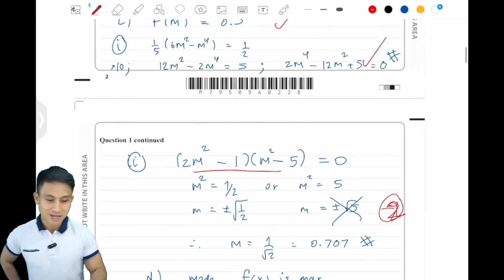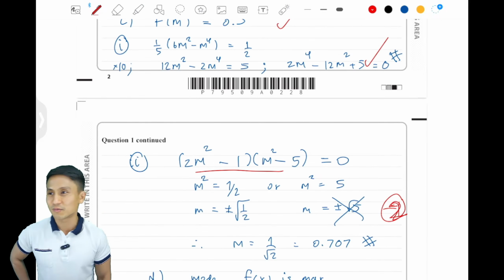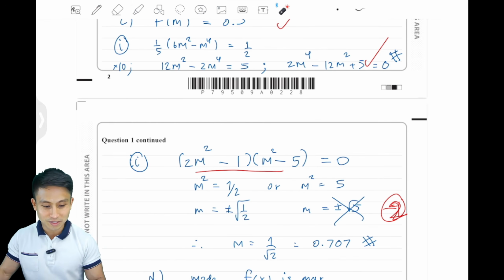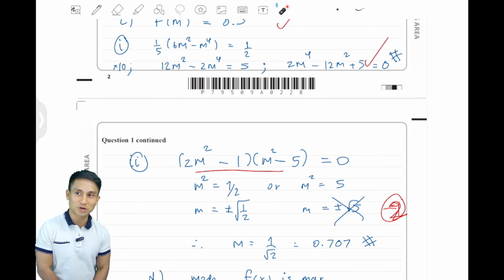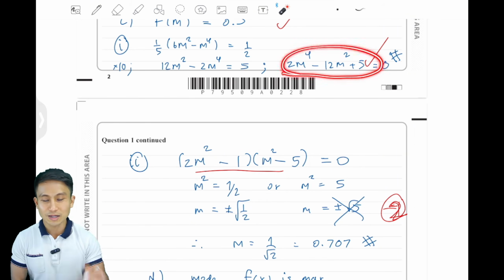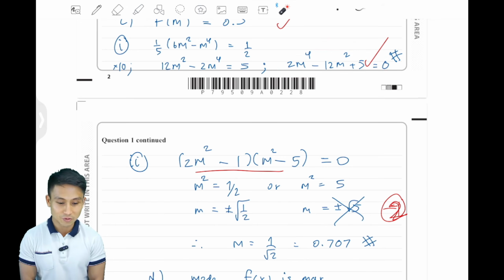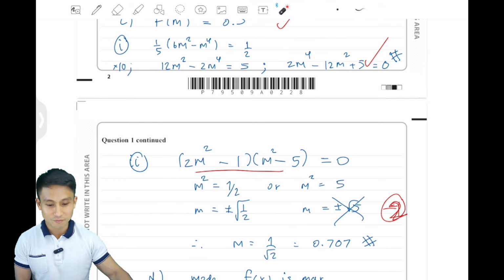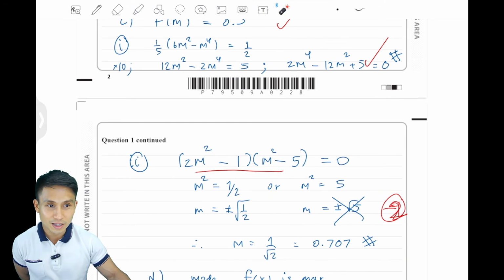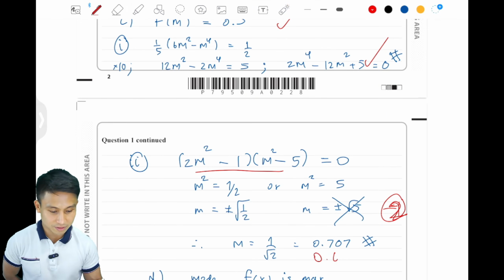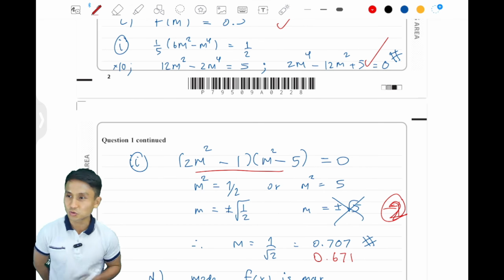This one, I sounded so confident about factorizing it, but actually this is not right. The middle term is -1 and -10, that doesn't add up to -12. So I should have used the quadratic formula to find the value here. If you do find the right value, I think it should be 0.671. Yeah, just use the quadratic formula.